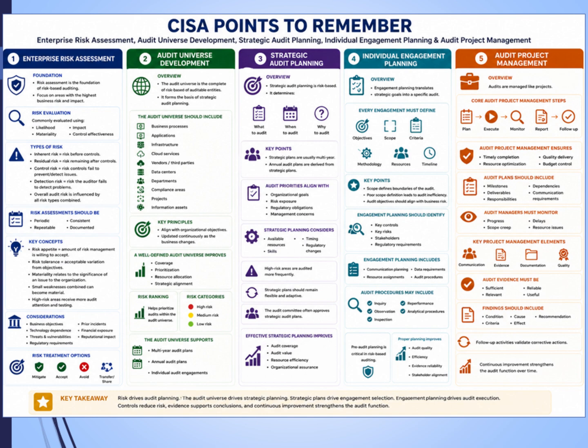Another key area is audit evidence. Evidence must be sufficient, reliable, relevant, and useful to support audit conclusions. Auditors may gather evidence through inquiry, observation, inspection, analytical procedures, reperformance, and data analysis techniques. You should also remember that findings normally include the condition, criteria, cause, effect, and recommendation. After the audit is completed, follow-up activities are performed to confirm that corrective actions were properly implemented.